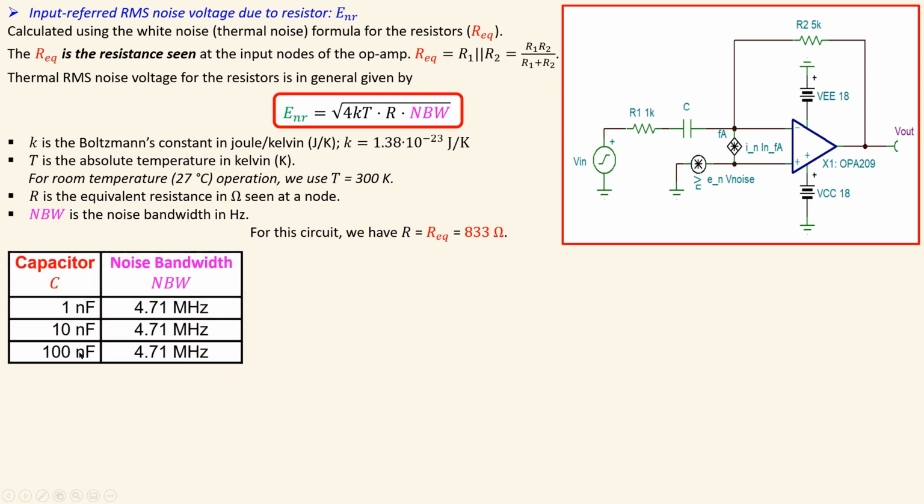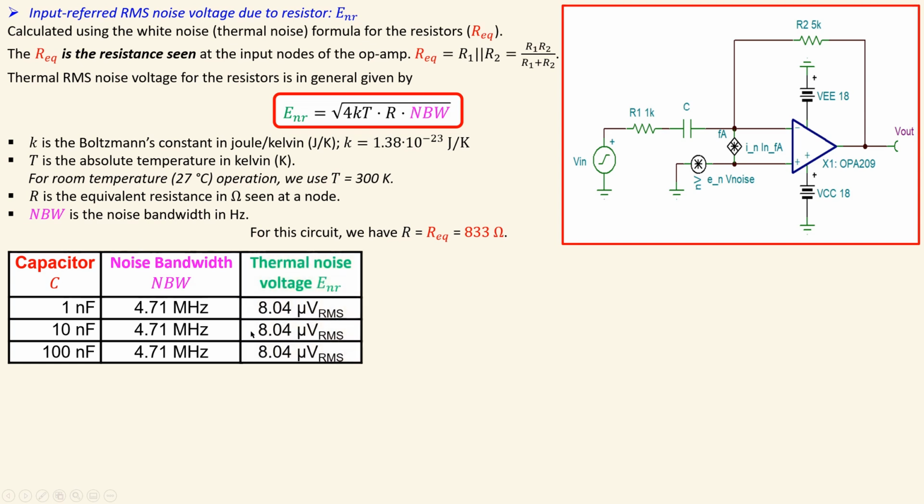Now again, getting back to the capacitor and also the noise bandwidth table, this is again very important. If I now go to the thermal noise voltage for each capacitor case, the capacitor won't change the noise bandwidth. So the noise bandwidth will stay the same, so I can always substitute in here 4.71 megahertz, and this will also not change, so you will have a constant value for your thermal noise voltage for this specific case.